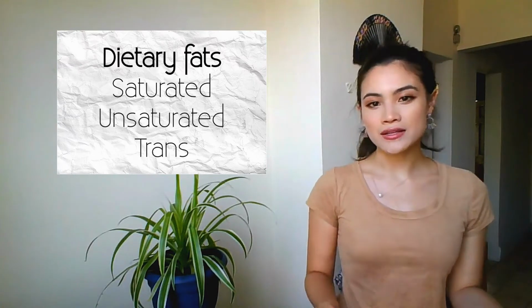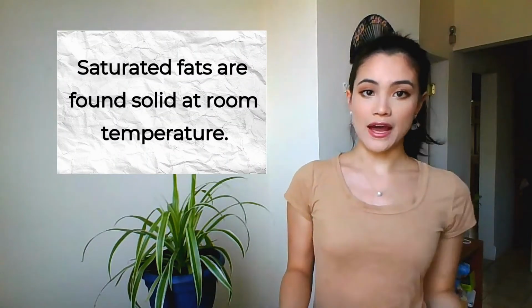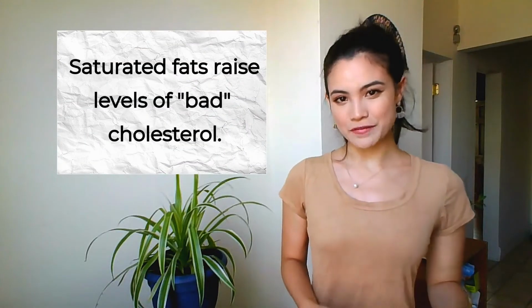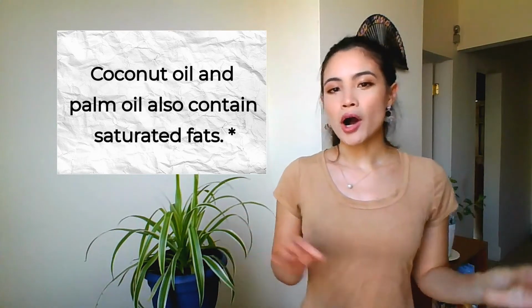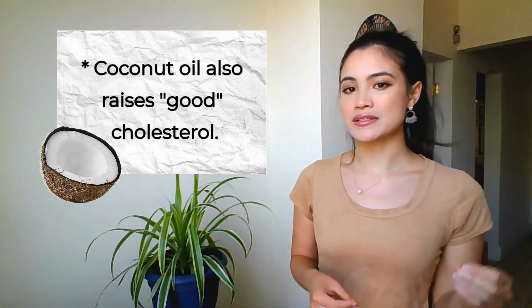When talking about dietary fats, you'll hear words like saturated, unsaturated, and trans fat being used. Dietary fats affect cholesterol, and when talking about cholesterol, you'll hear words like LDL, HDL, good cholesterol, bad cholesterol. Today we're going to define them. Saturated fats, as the name could suggest, are fats that are solid at room temperature, like butter. Saturated fats raise levels of bad cholesterol in the blood and mostly come from animal products. Coconut and palm oil are also saturated fats, except coconut oil increases good cholesterol.